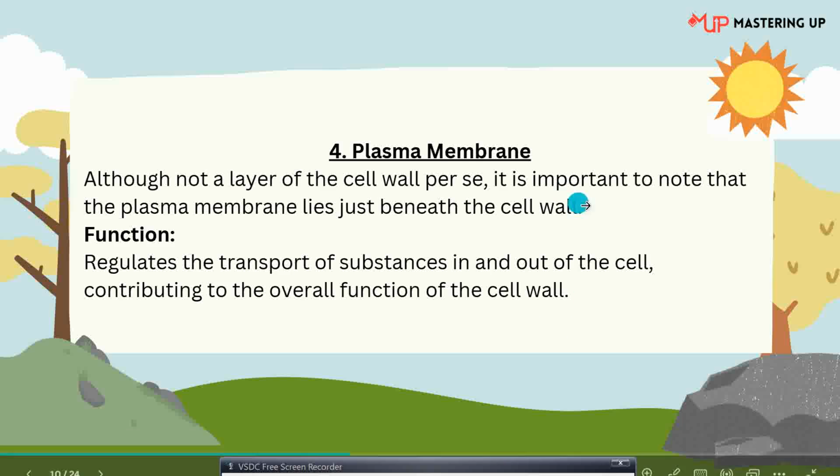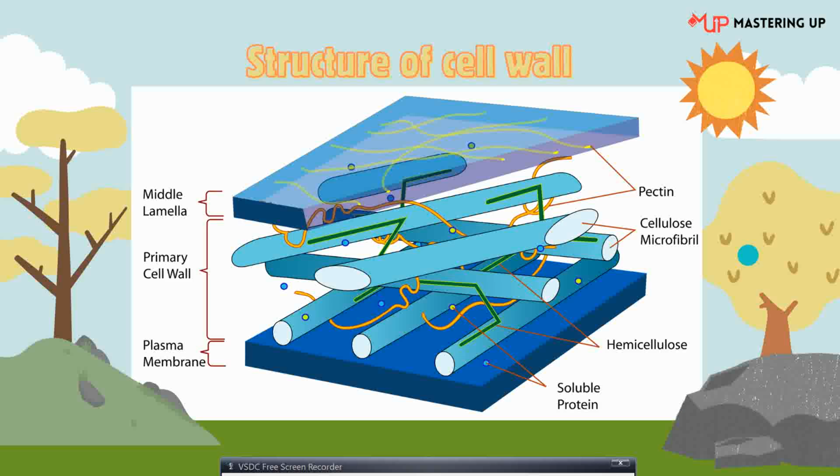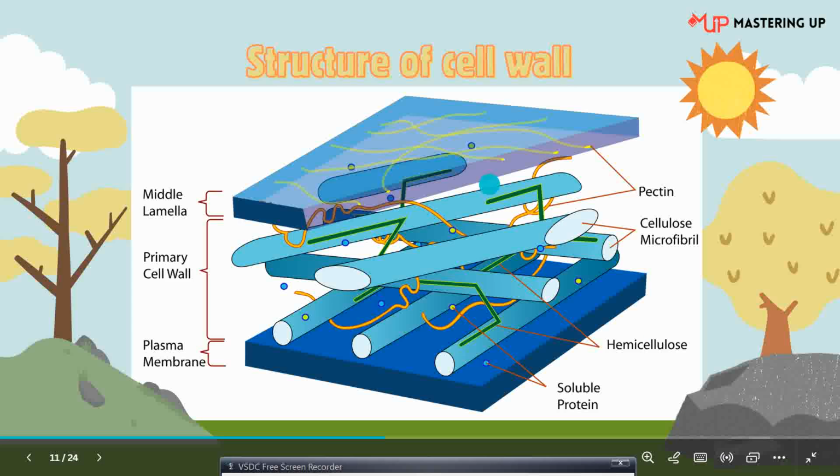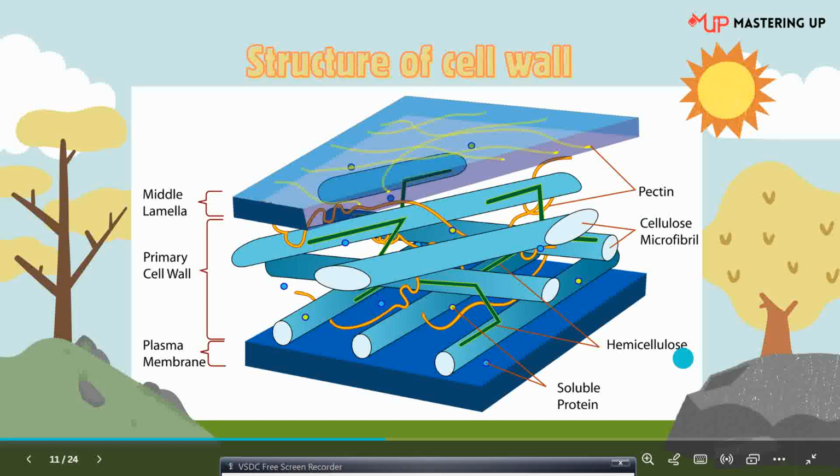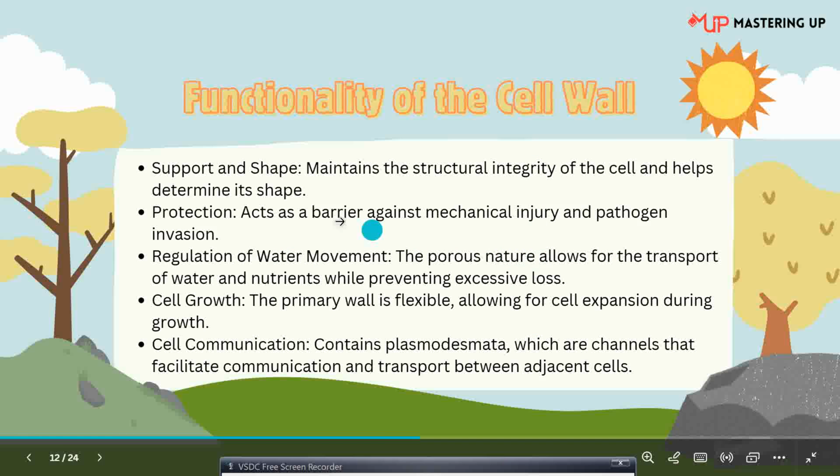Basically, all these cell wall layers help in self-protection from pathogens and so on, but the plasma membrane acts as the selective membrane. Now this is the structure of the cell wall. We have pectin, cellulose microfibrils, and hemicellulose present, and soluble proteins are embedded here and there in the cell wall.